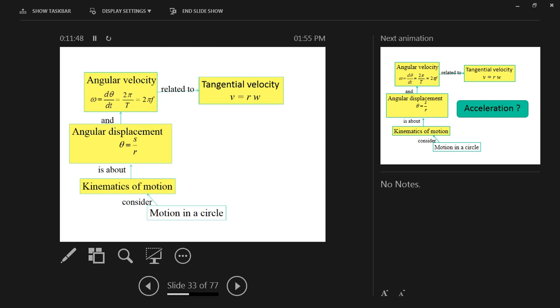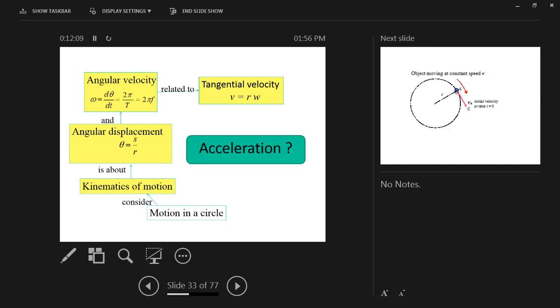Okay, and we say that for one complete circle, theta is 2 pi, the time taken is the period T. Then T is linked to your frequency, so we also end up with the formula 2 pi f. Okay, so these are important formulas for your angular velocity. Then we also derive the equation v equals r omega. So this is what we have done.